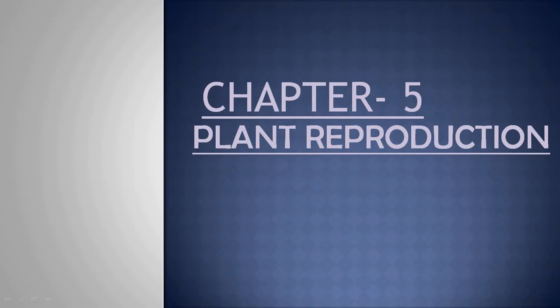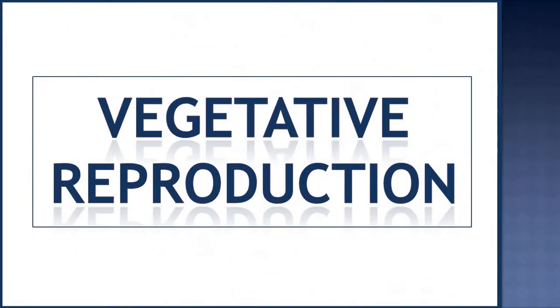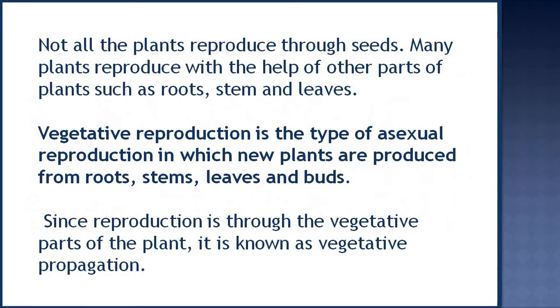We will continue today again with chapter 5, plant reproduction. Children, in this chapter till now we have discussed what is reproduction, what are the ways of reproduction, and we have discussed all about sexual reproduction. But in this class today I'll discuss vegetative reproduction. So let's start: what is vegetative reproduction?